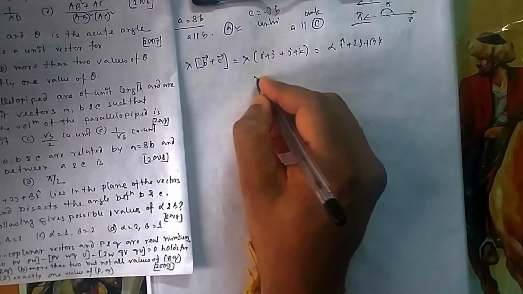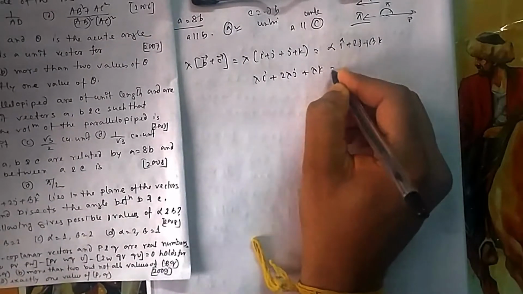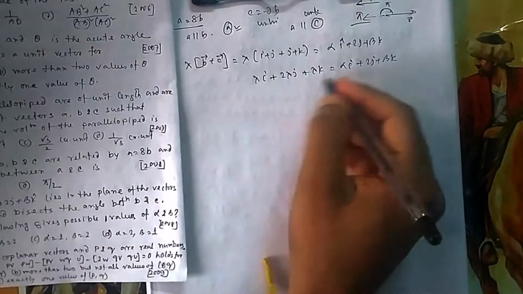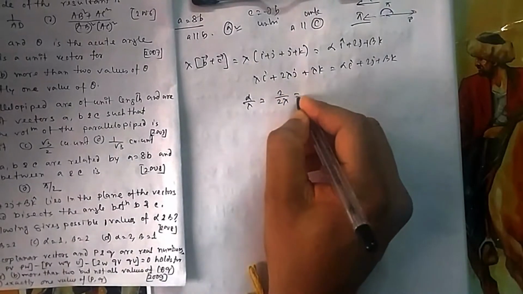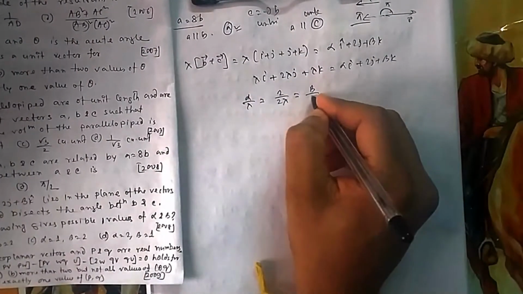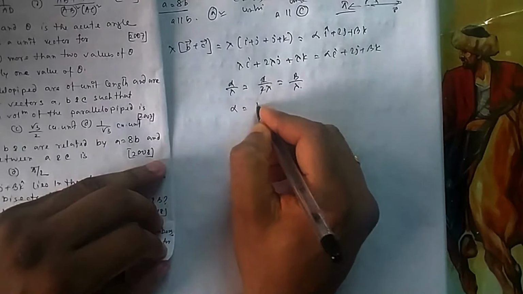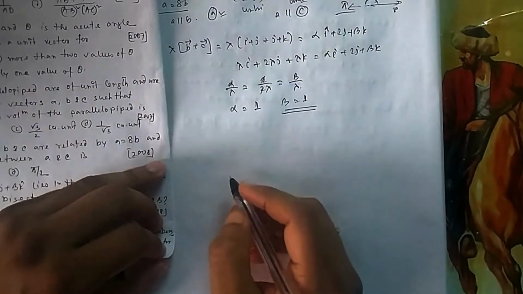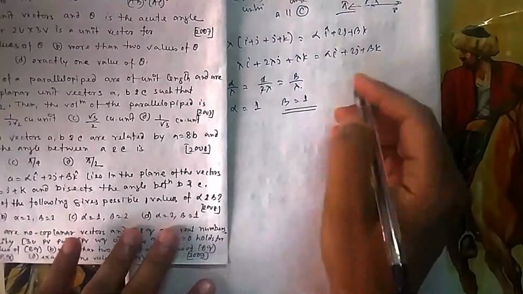So you can see it is alpha lambda I plus 2 lambda J plus lambda K is equal to alpha I plus 2J plus beta K. So this should be the same. Alpha by lambda should be equal to 2 by 2 lambda, should be equal to beta by lambda. All these should be the same. So from here you can already say alpha should be equal to 1 and your beta should also be 1. If they are 1, then it is satisfied. So the possible values of alpha, beta is 1, 1, that is your option A.